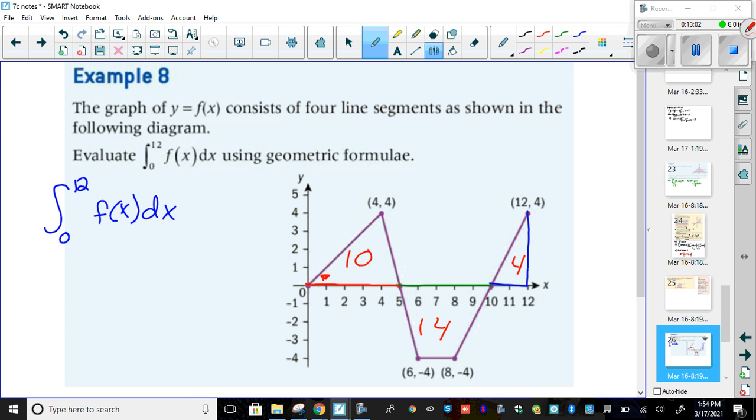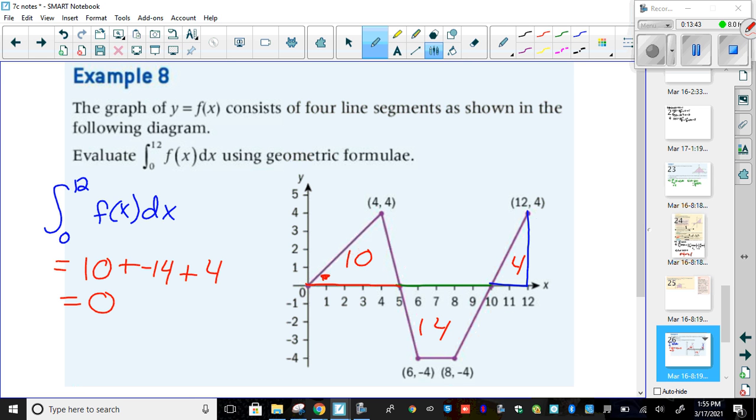So then, when I evaluate my integral, it's 10 plus, what? Negative 14 plus 4. Which means my integral is equivalent to 0. Which means there's equal area above the x-axis and below the x-axis. So we'll start to look at the negativity as well. If I end up getting my integral to be negative, we know there's more below the x-axis. If it's positive, there's more above the x-axis.